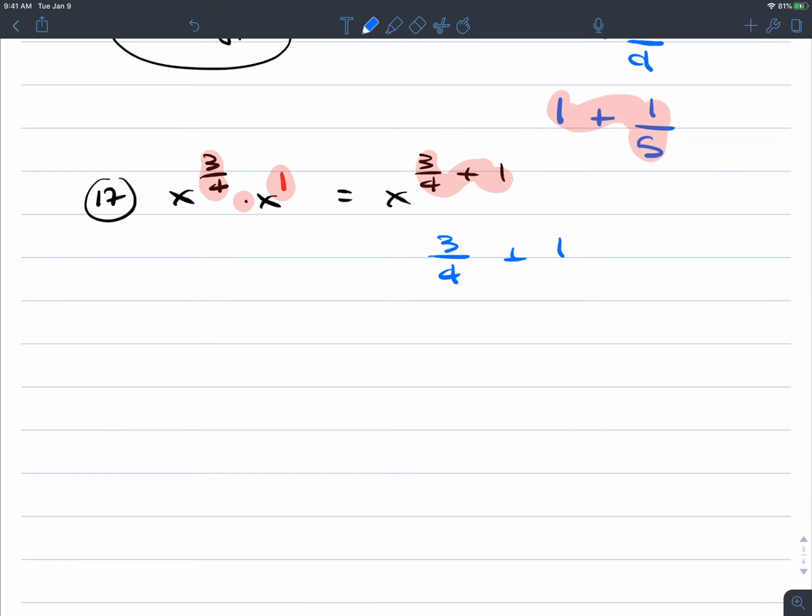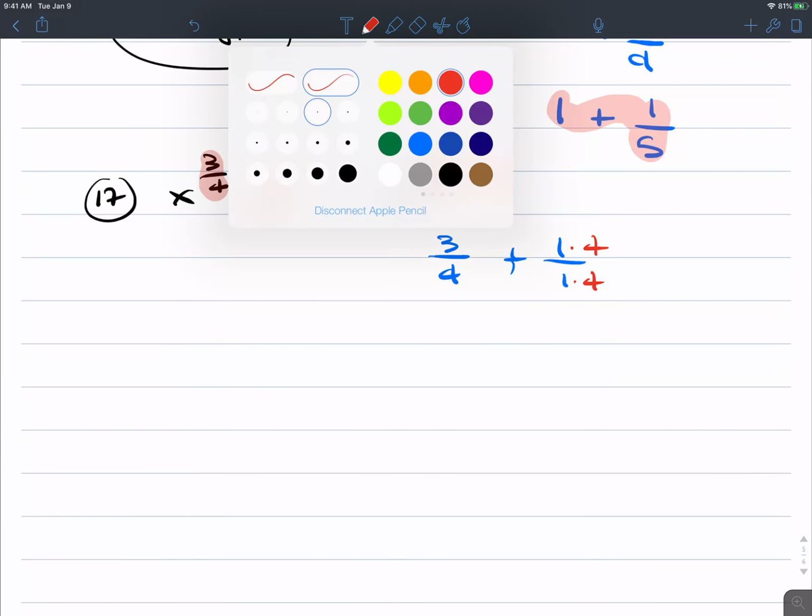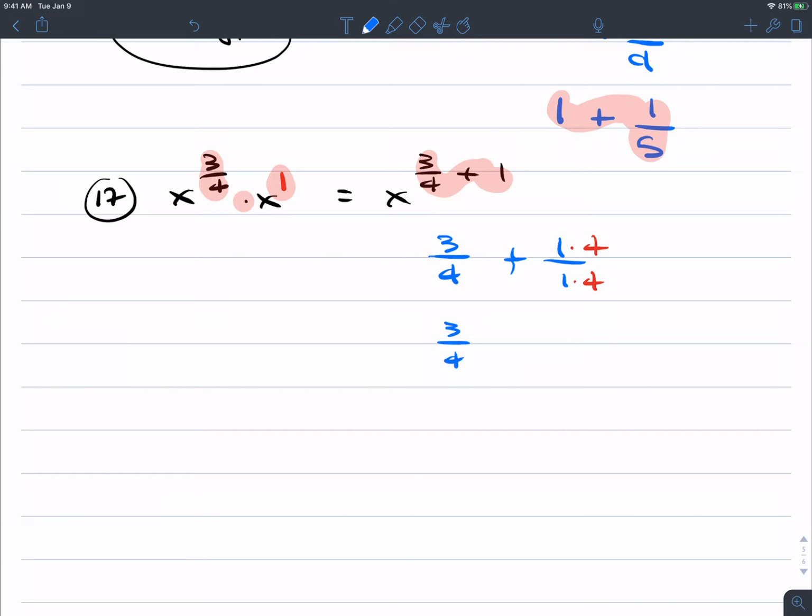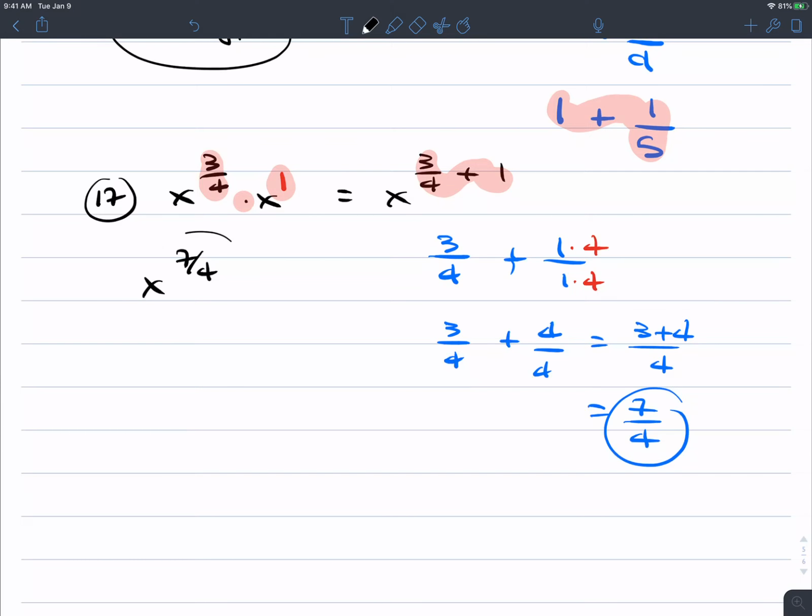3/4 plus 1 is really 1 over 1. The LCM of 1 and 4 is 4, so I multiply the second fraction top and bottom by 4. You get 3/4 plus, oops, I already did the arithmetic. Plus what? 4/4 gives you 3 plus 4 over 4, which is 7/4. Is that right? So x to the 7/4, that's your answer, written with a positive power.